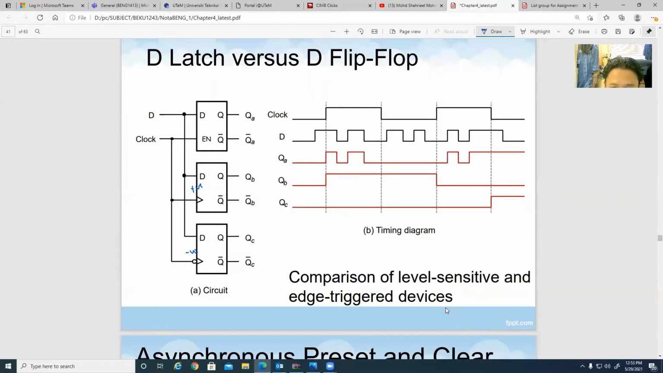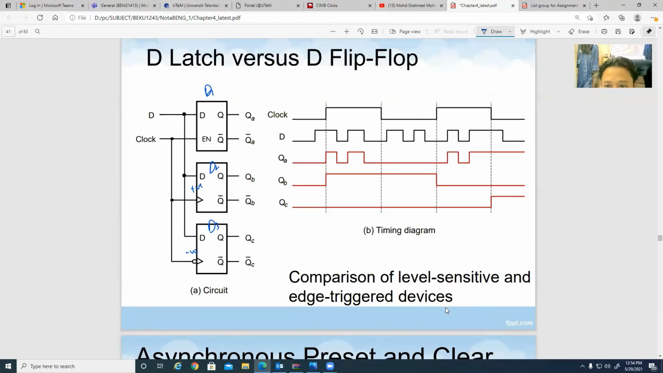Maybe we can declare this one as D1, the latch, and D2 is the flip flop, and then D3. It's connected like a parallel, not in series, because the D input will be the same, they share the same input. Not like previously, where the input for D2 actually comes from the output of D1. For this one they share the same input, so this one will be D, D and D. This one is based on the enable input, this one positive edge trigger, and this one negative edge trigger.